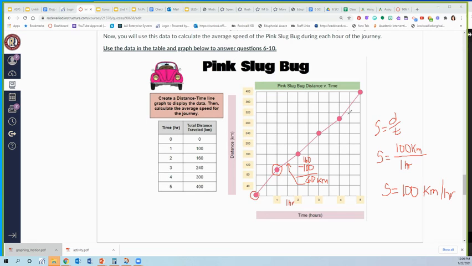Okay, so we will do this example in class, so make sure you're in class and ask any questions if you are confused at all on this type of problem.